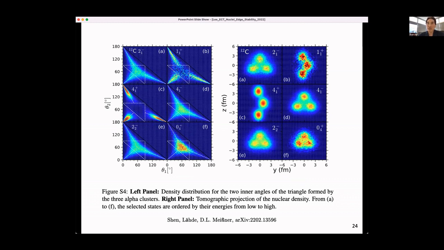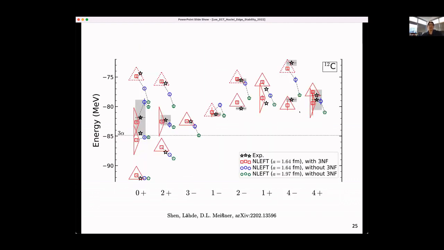So what we seem to be finding is that all of the low-lying states of carbon-12, including the ground state and the Hoyle state and everything else, seem either to have this equilateral triangle shape or this obtuse triangle shape. The empirical results are in the stars, the results I showed you are in the squares, and the old result from 2021 with two different lattice spacings are in the circles and the pentagons.